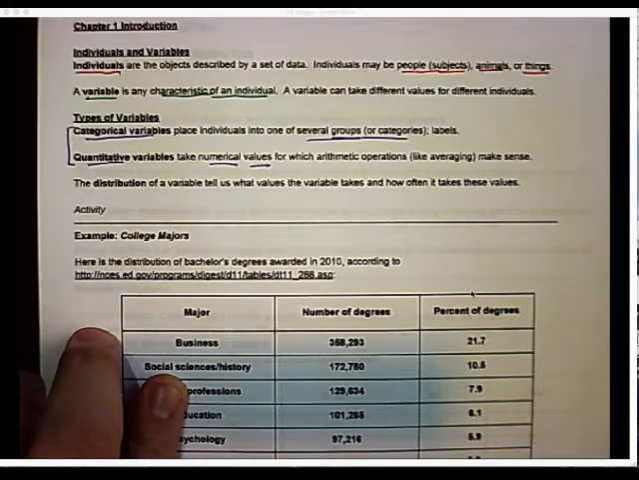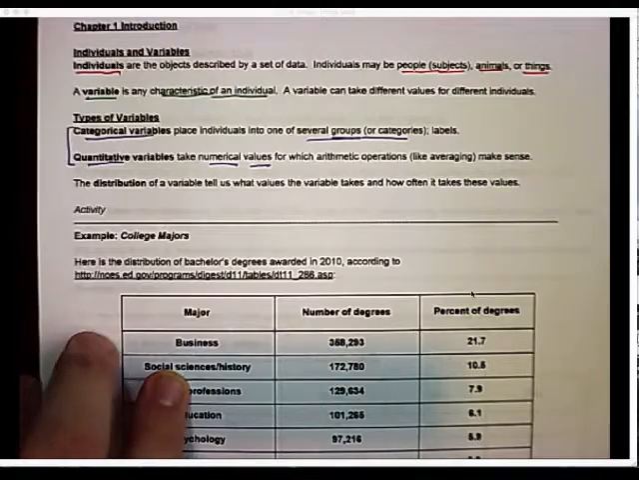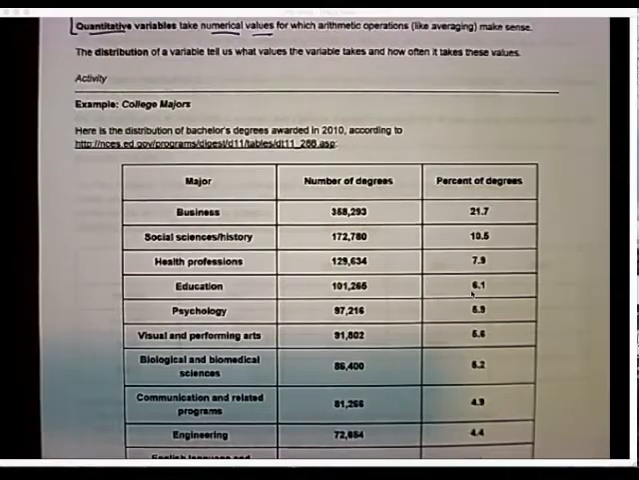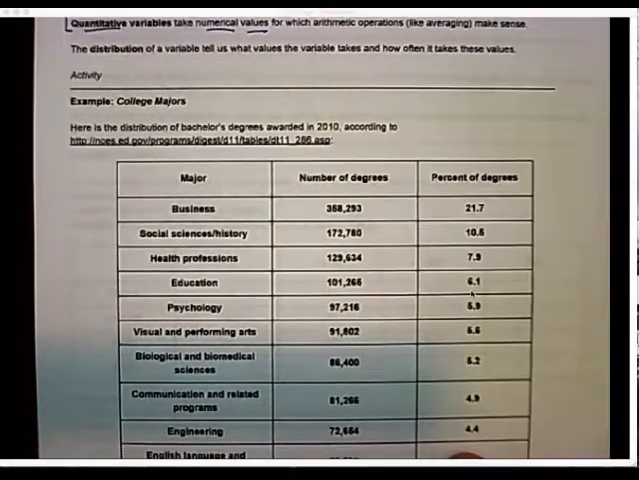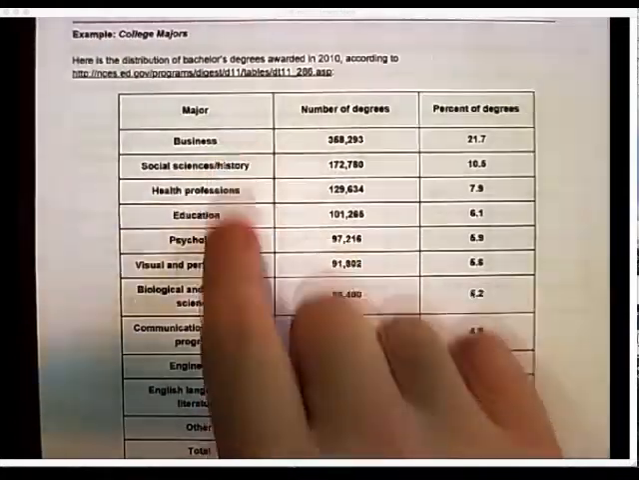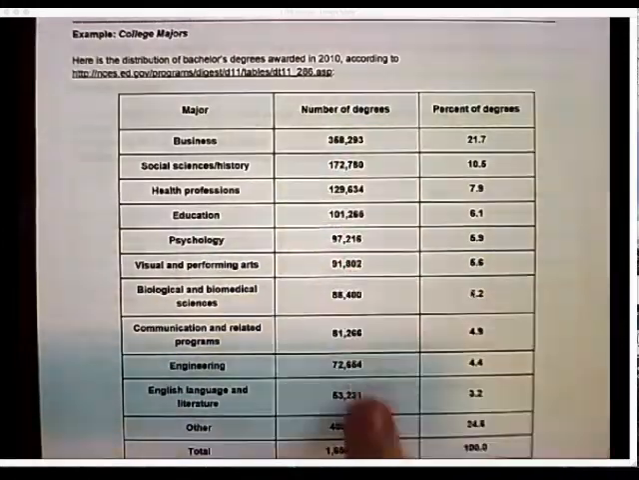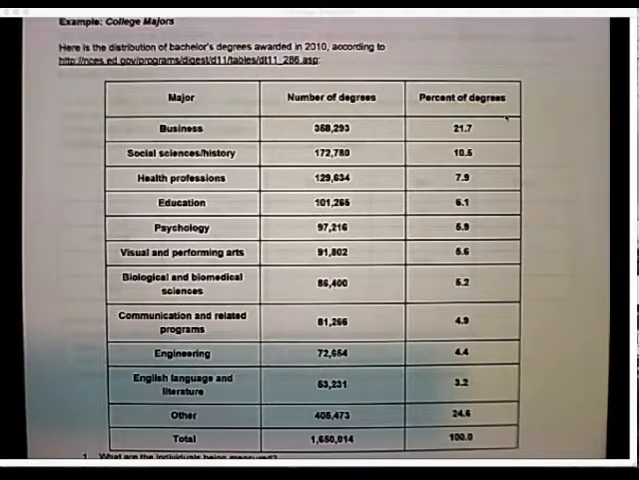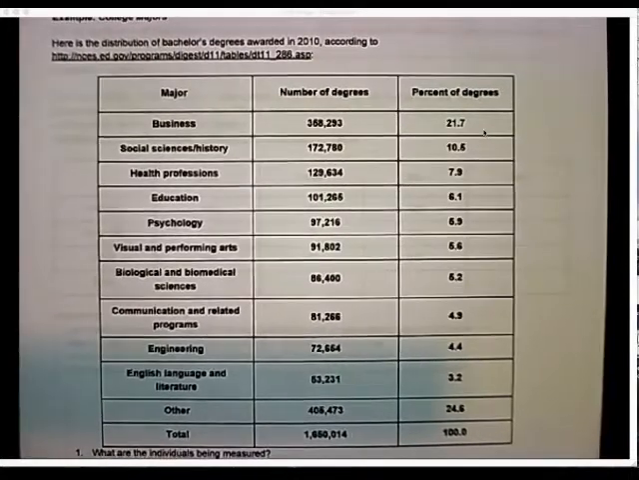And the distribution of a variable tells us what values the variable takes and how often it takes these values. So let's look at the first example. First example here is college majors. So this chart down here is called a distribution. It's the distribution of bachelor's degrees awarded in 2010. So you have what students majored in, and the number of degrees. And then they also put that in terms of percentages. So 21.7% of undergraduate degrees awarded went to people who majored in business.